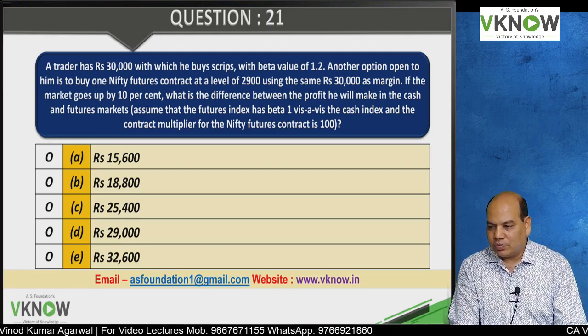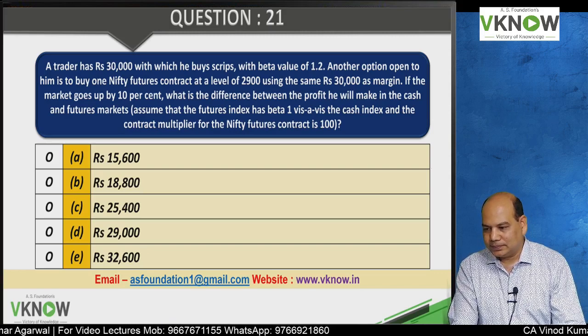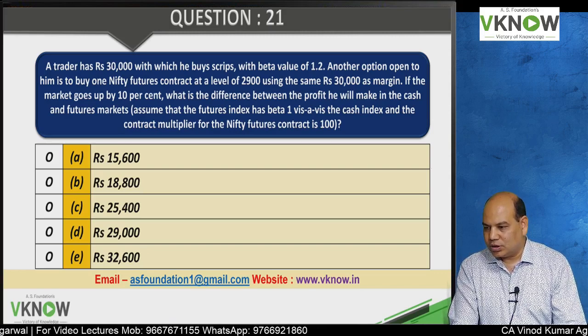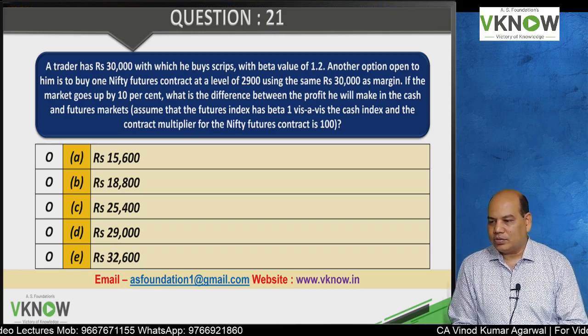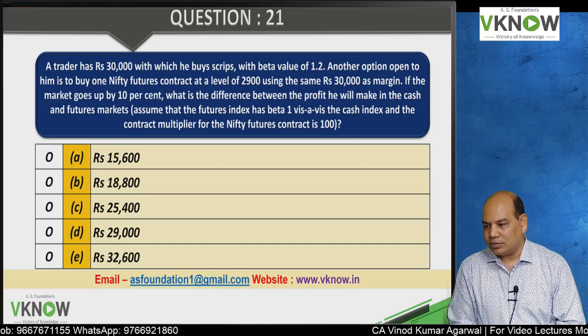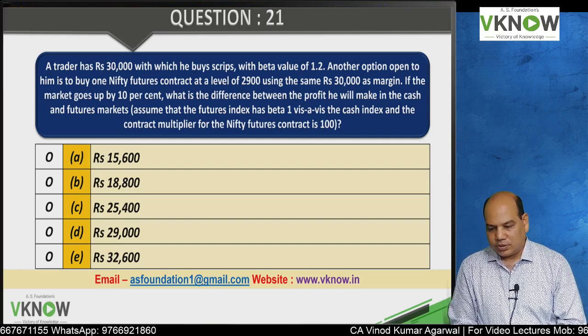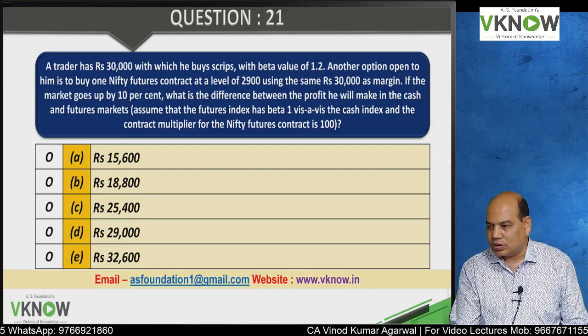I will request our learned students to try this question. What is the difference between the profit he will make in cash market and future market, if he buys shares of 30,000, or instead of that he buys one Nifty future contract at a level of 2,900? Anybody want to answer?